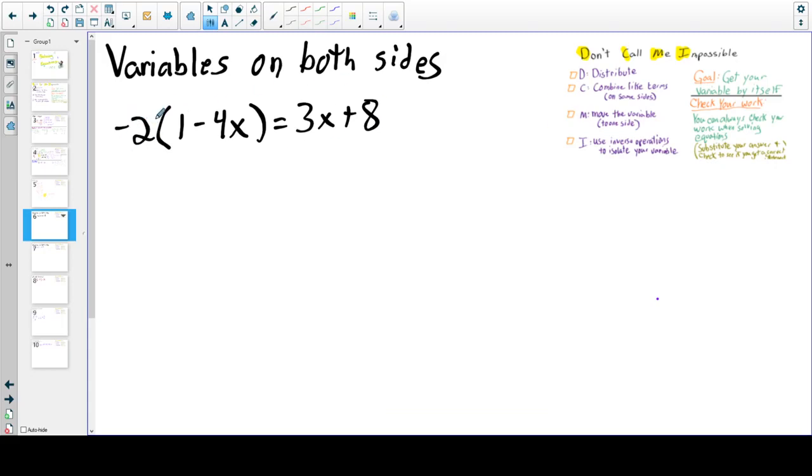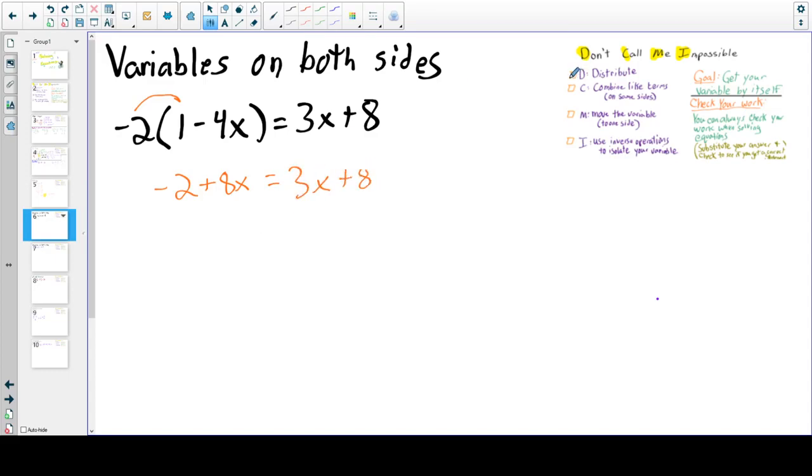Here's -2 being multiplied to this difference, so we're going to have to distribute this out. So -2 times 1 is -2. -2 times -4x. And again, don't be a hero. Use your calculator if you don't know. A negative times a negative is a positive. 2 times 4 is 8. So I'm left with -2 plus 8x equals 3x plus 8.